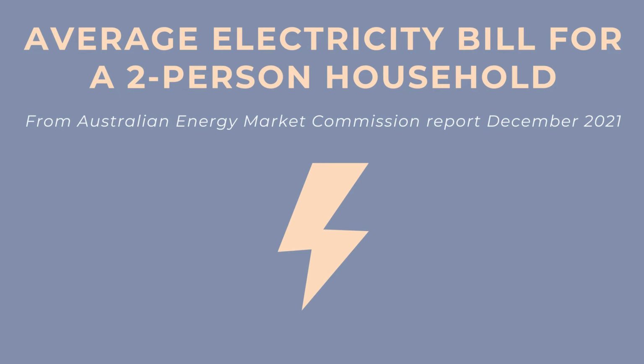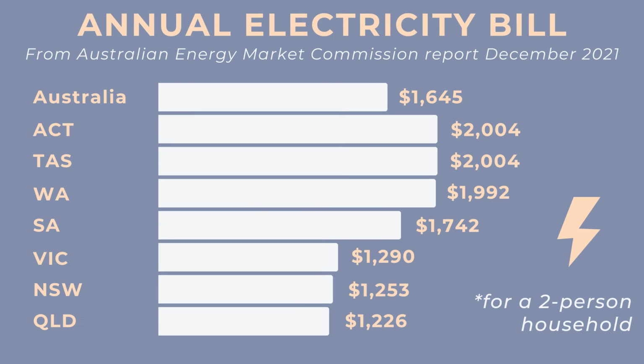So now I'll run through some of the average figures for electricity across Australia. These figures are from a report by the Australian Energy Market Commission as at December 2021. And this is the average electricity bill in Australia for a two-person household. And that comes in at $1,645 per year, which is $137 a month or $32 per week. These do vary across the states, so the annual costs in the different states are, in the ACT, which is where Canberra is, and Tasmania, they were $2,004 a year.